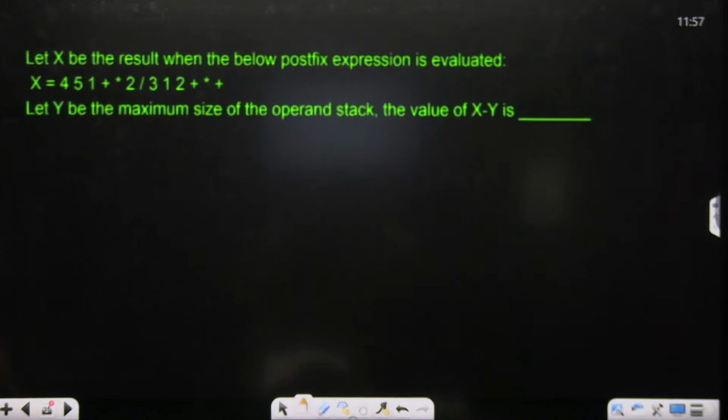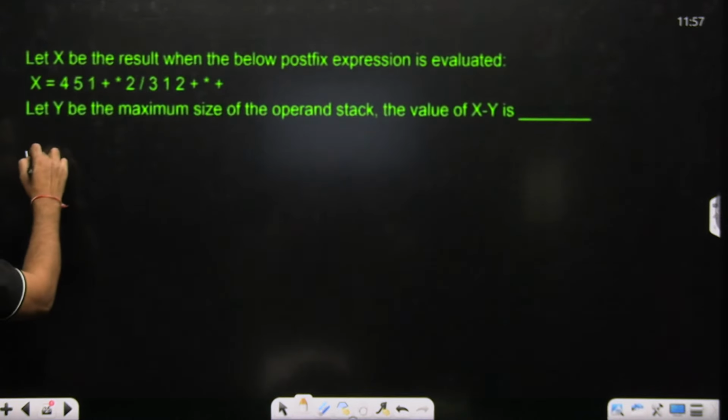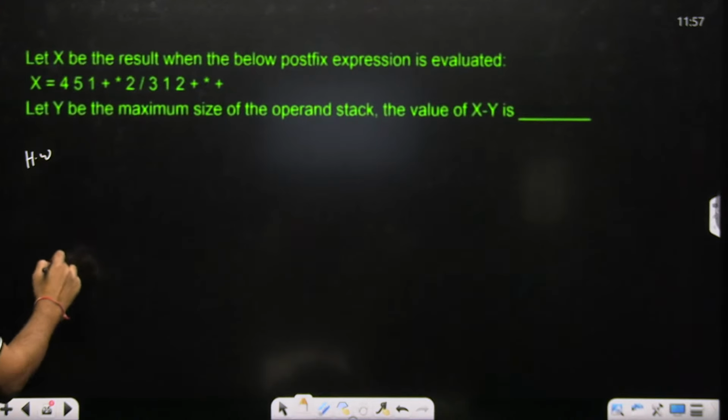चलो बच्चे ये होमवर्क है, आप ट्राई करिएगा. बाय बी द मैक्सिमम साइज ऑफ ऑपरेंड स्टैक, द वैल्यू ऑफ x माइनस वाई. वेरी सिंपल क्वेश्चन, ट्राई योरसेल्फ.